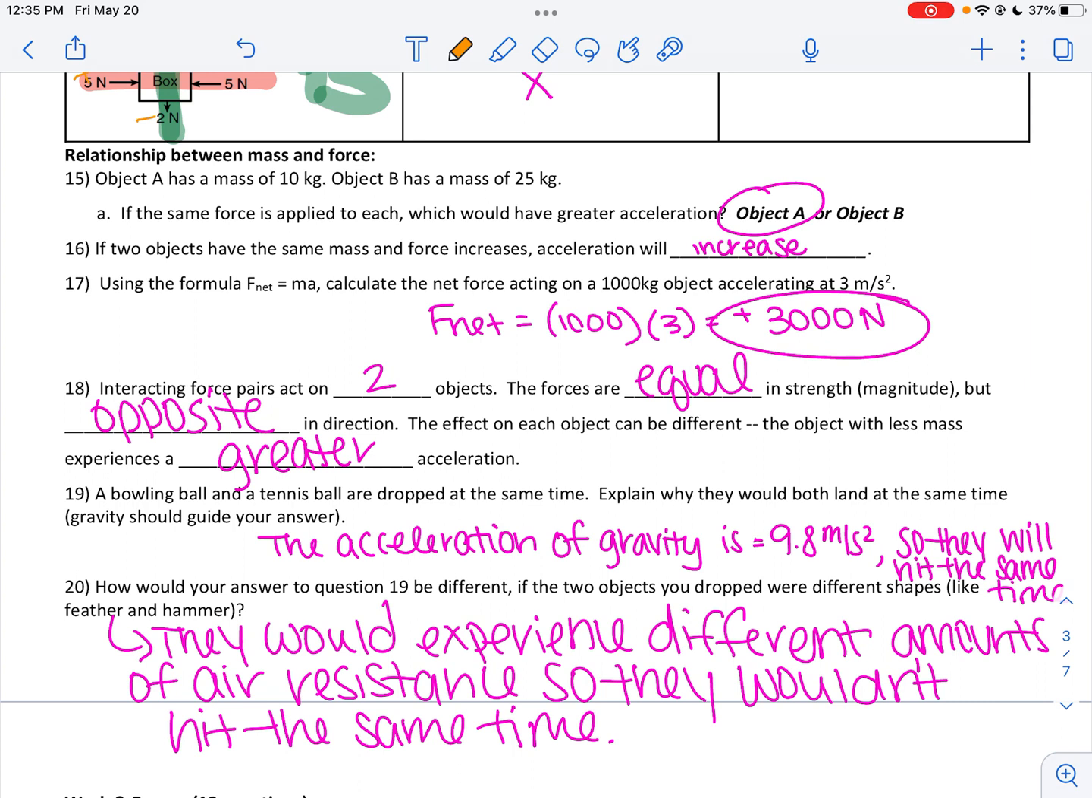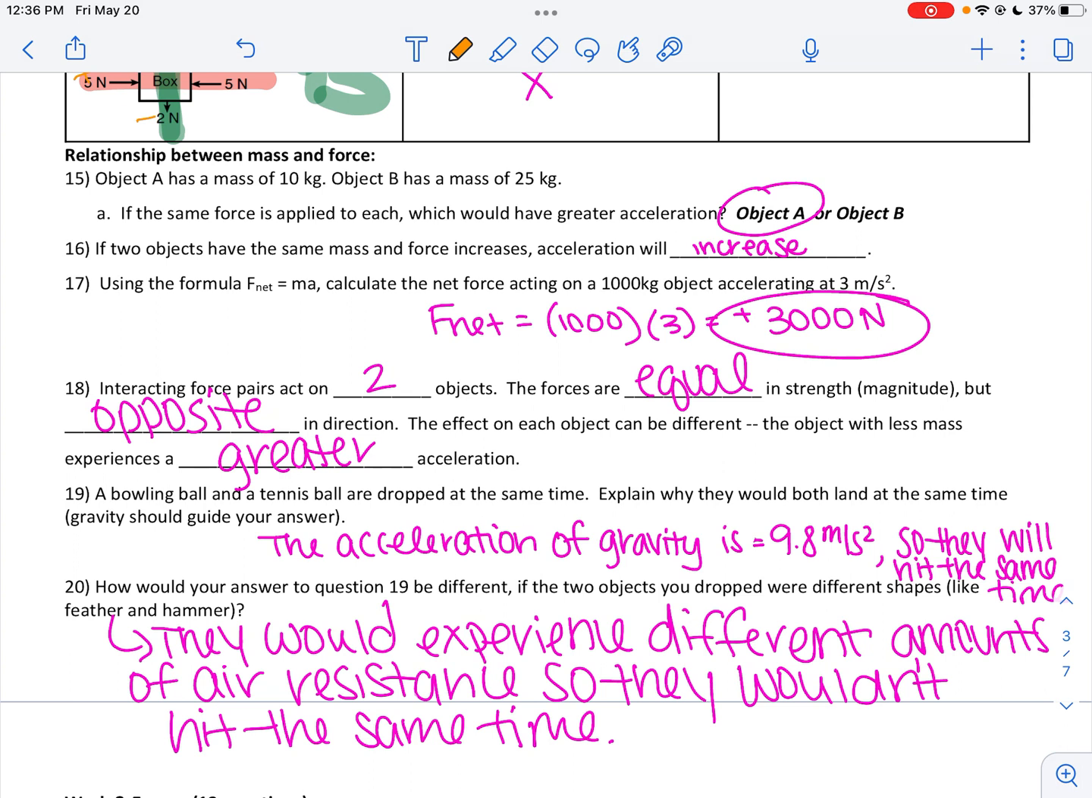So some of the forces that we had: tension, friction, applied, gravity. Another name for gravity is weight. Air resistance, and then normal would be the last one. So we had 6 different forces that we had talked about.